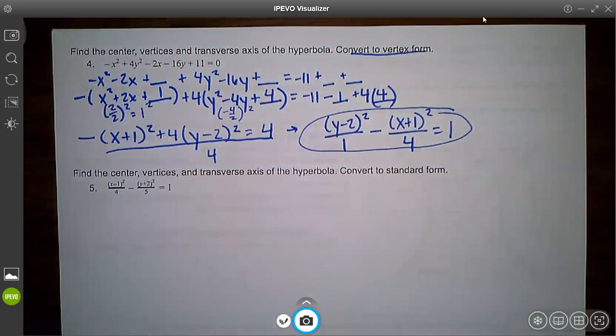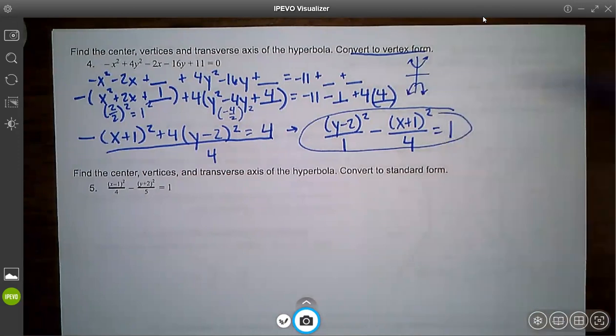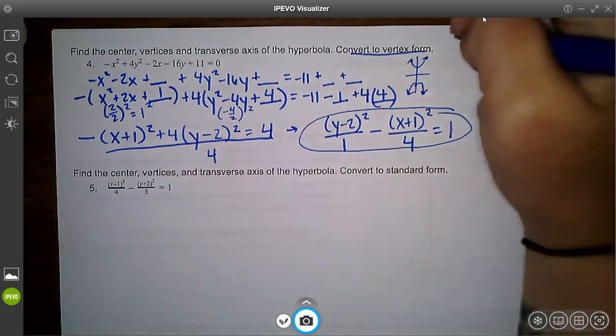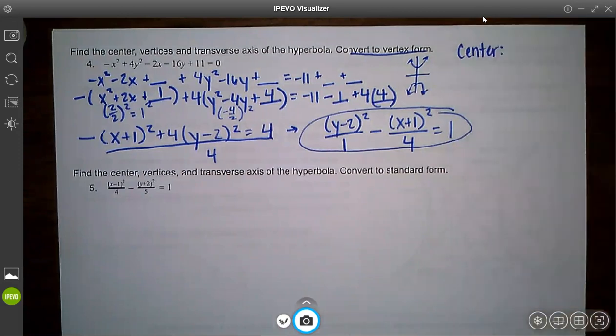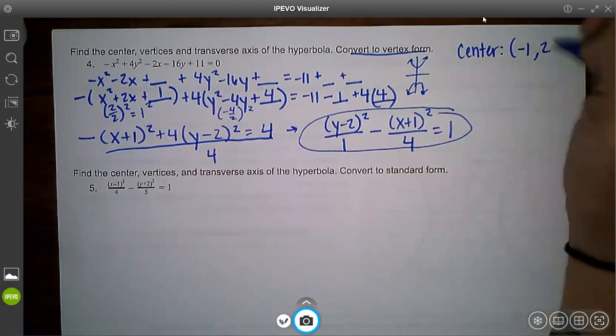Probably the hardest part of these. So because my y is positive, it's going to look something like this. My transverse axis is going to go along with the y-axis. I like to see what it's supposed to look like. It helps me think of how to move things. So my center, it's always H, K. H always goes with X. K always goes with Y. Remember to flip those signs. So your center is negative 1, 2.